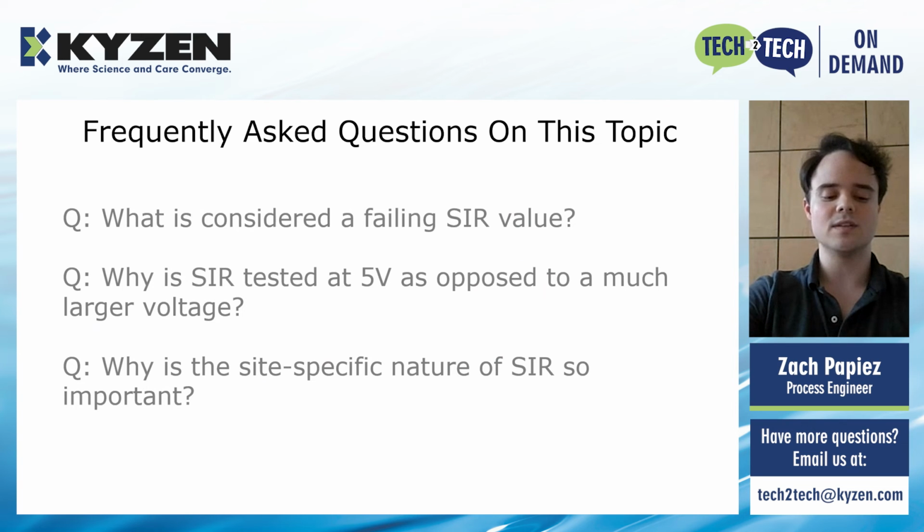Lastly, why is the site-specific nature of SIR so important? The reason for this is that board failures occur on a site-specific basis and not usually due to problems averaged across a board. This is especially important for cleaning processes where you must clean towards the most difficult components.